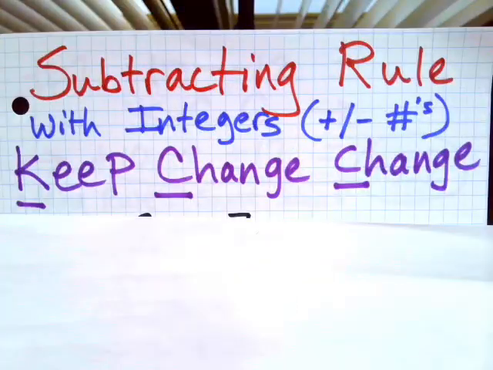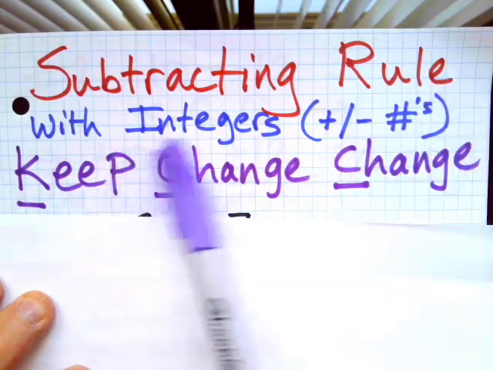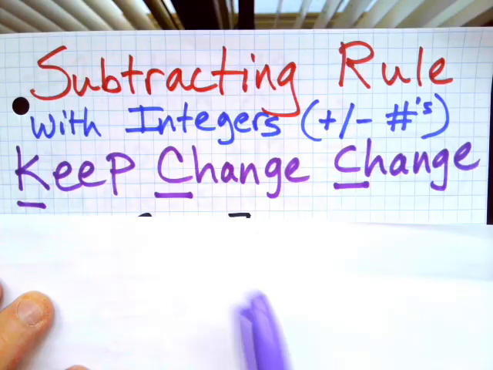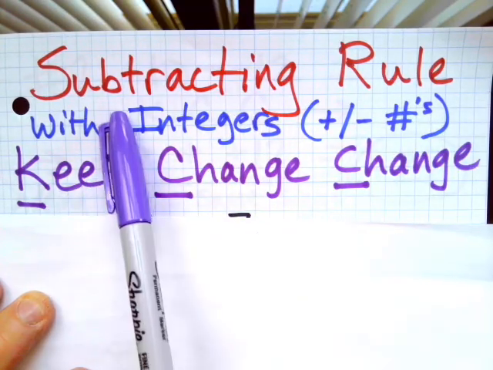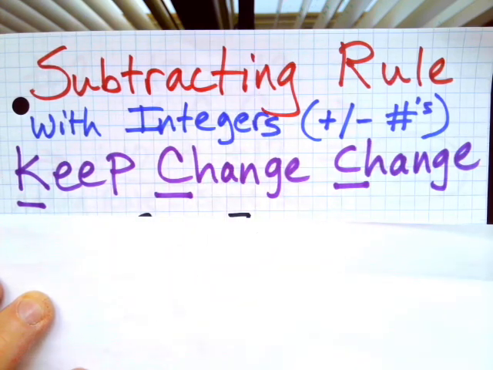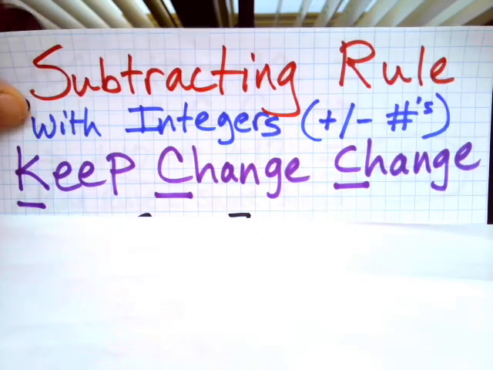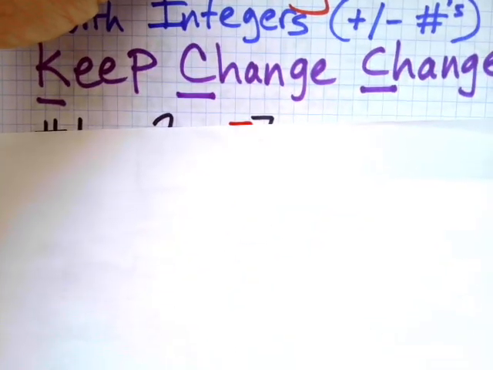Okay, moving forward. Let's take a look at a few more examples. And remember, this is the subtraction rule with integers, those are positive and negative numbers. Anytime we're subtracting with positive and negative numbers, we do a keep, change, change. That changes it into an addition problem, and you know those rules. Same sign, add, different sign, subtract.